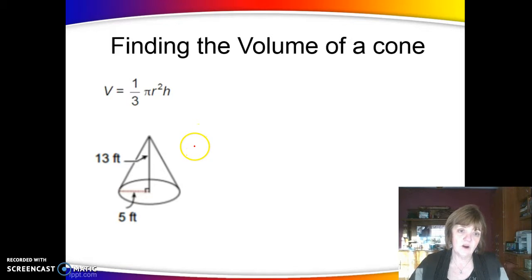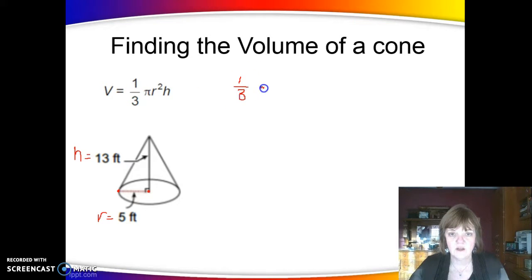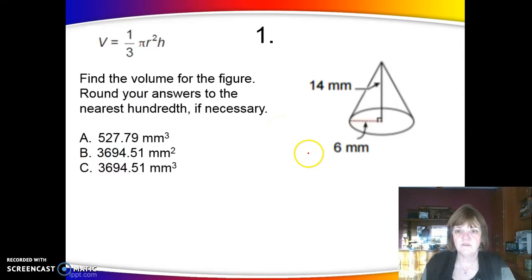So here's one where our radius, as you can see, the radius is the distance from the outside of this little circle here to the center. Our radius, r, is 5. Our height right here is 13. And all the rest of the stuff we know. We know what a 1/3 looks like. So 1/3 times pi times r squared.